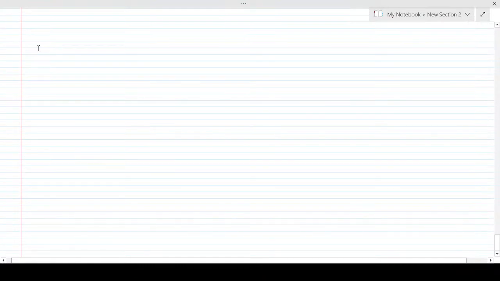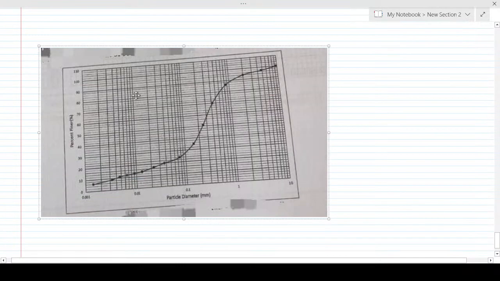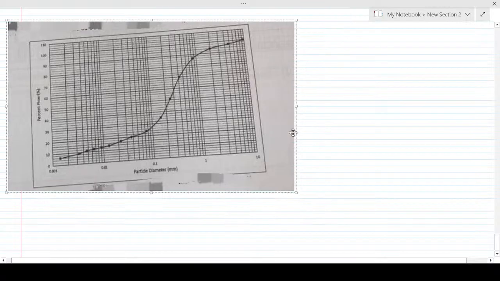Okay, so this is our graph again. We are going to classify the soil based on this graph. First of all, let's start with the AASHTO classification. There are basic things you should know when you are classifying soils based on the AASHTO classification scheme.